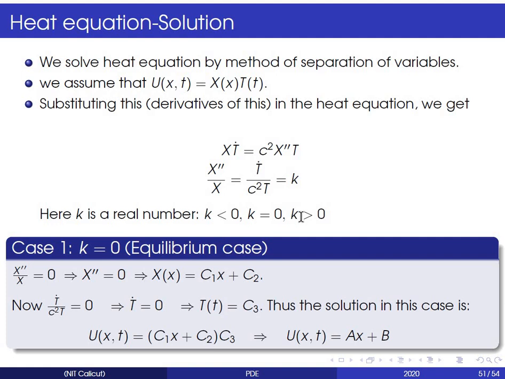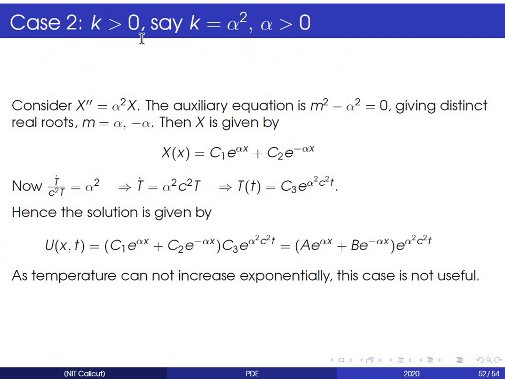Now we see the other two cases, k positive and k negative. So case 2, k is greater than 0. In that case, as in the wave equation, you can take k equal to α², where α can be assumed as greater than 0. So again the first equation gives you X double dash is equal to α² X, or X double dash minus α² X equal to 0. So it's a second order ordinary differential equation with constant coefficients, because you have capital X as the dependent variable and only one independent variable, which is small x. So the auxiliary equation is m² minus α² equal to 0, and the m values are going to be plus α and minus α.